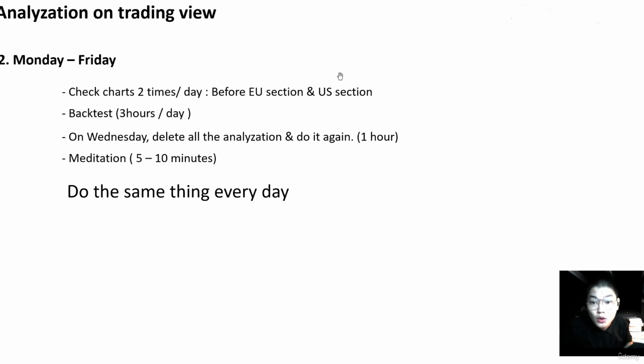And normally, if you are a part-time trader, you only need to trade in the US session, which is also okay, because the US session can bring you very good profits. Because the market at that time is quite stable.